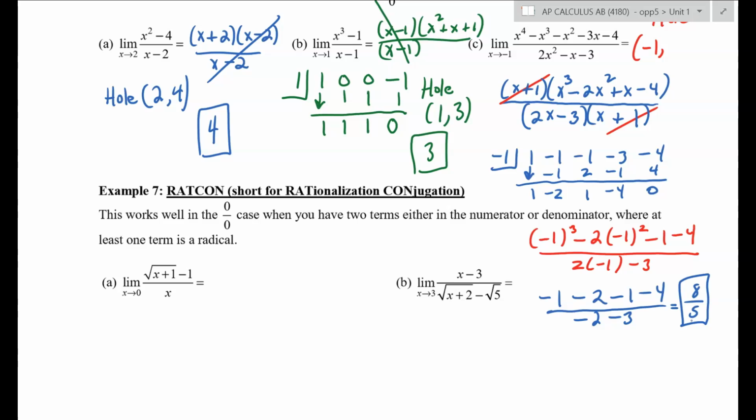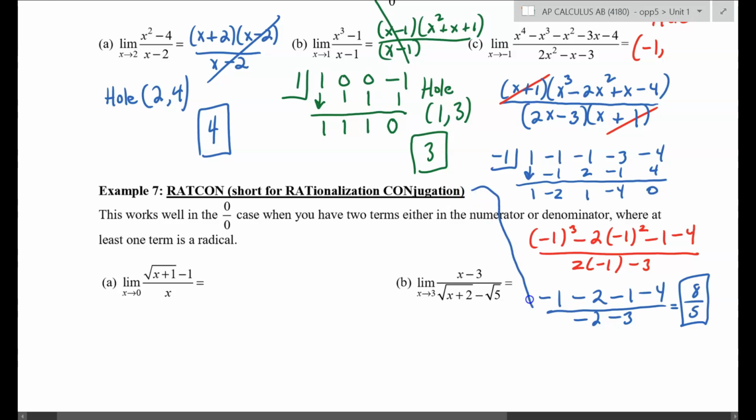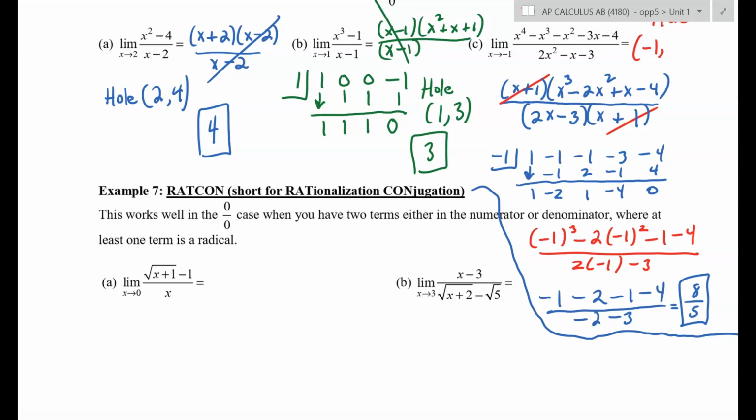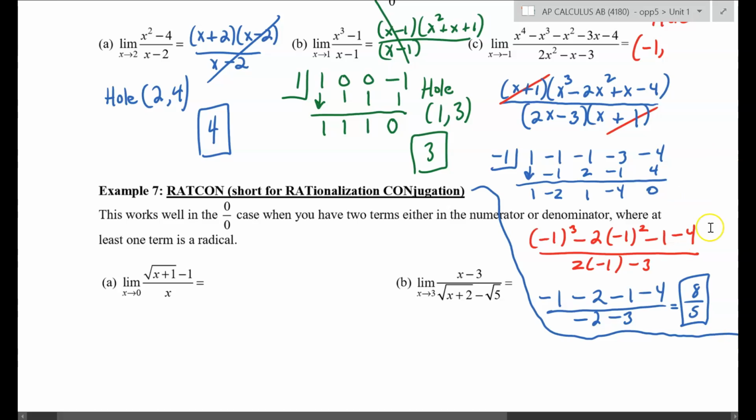So a limit is 8/5, because that's the what? What did we just find right there? The y value of the hole. Yep, y value of the hole. You got it.